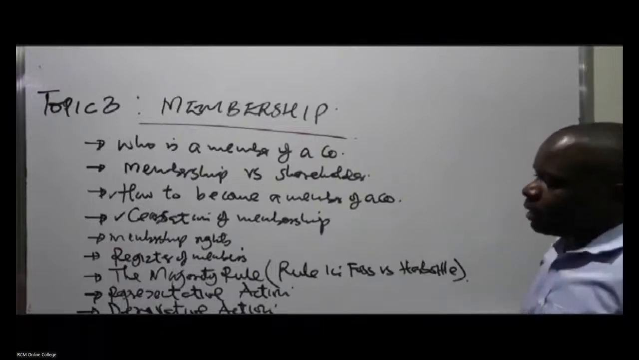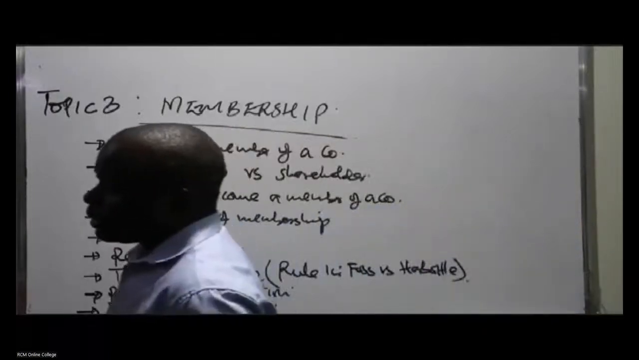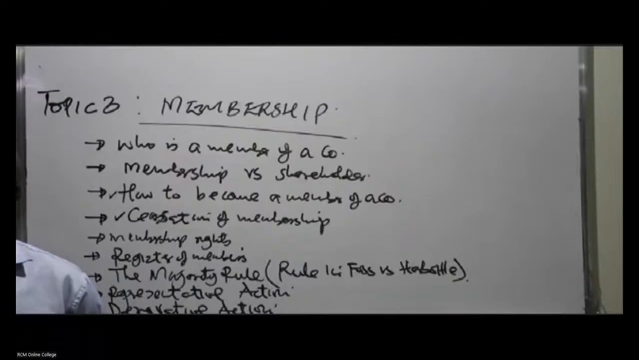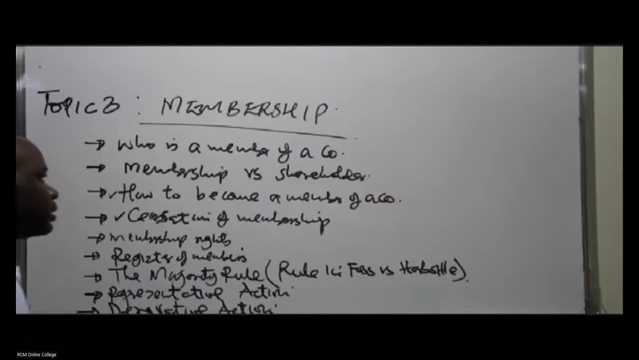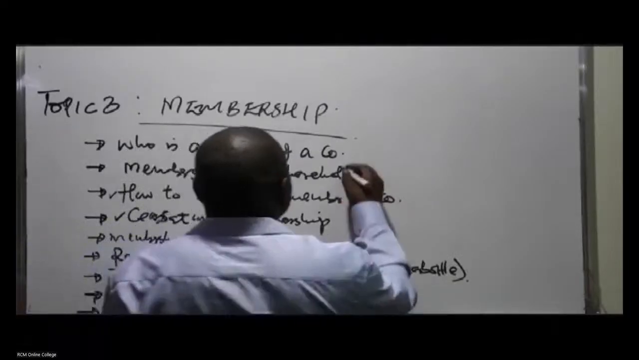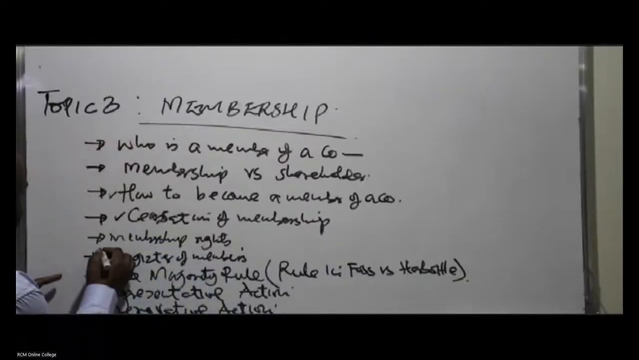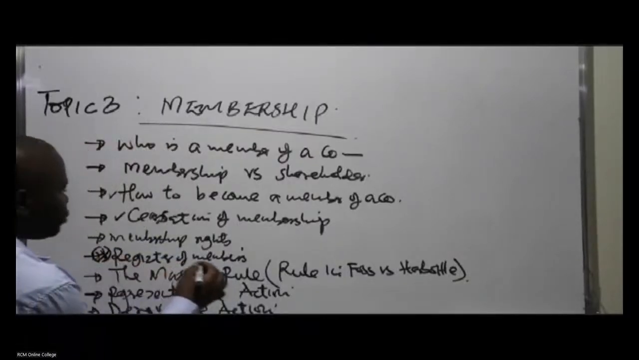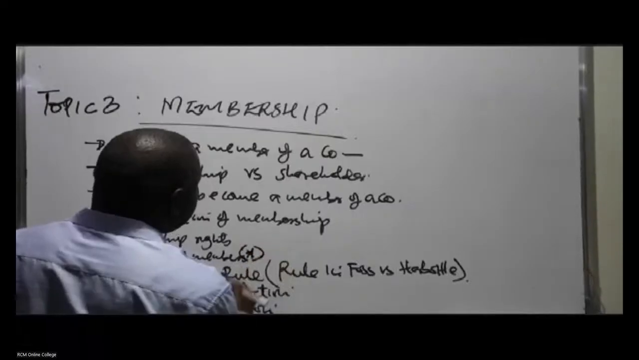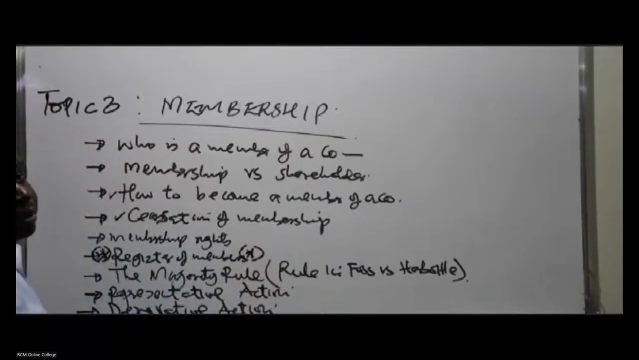So who is a member of a company? That would be the question. A member of the company is a person whose name appears in what we refer to as the register of members, which I've already indicated here. So in any case, if a person's name appears in this document, then we'll refer to that person as a member of the company.